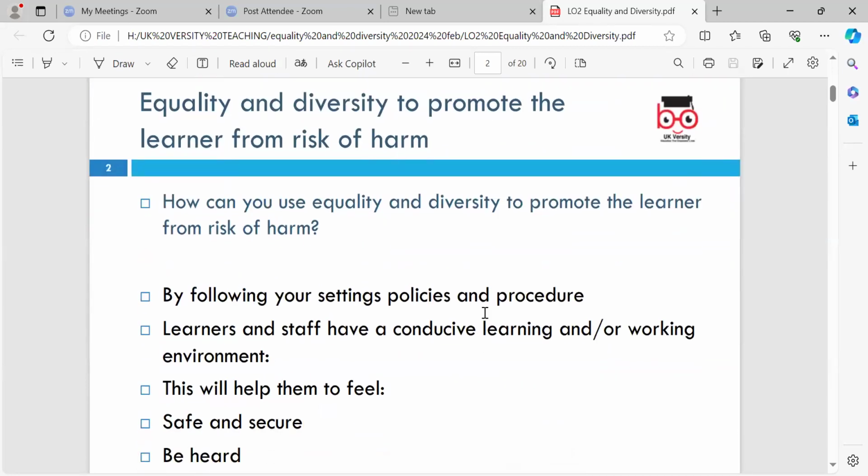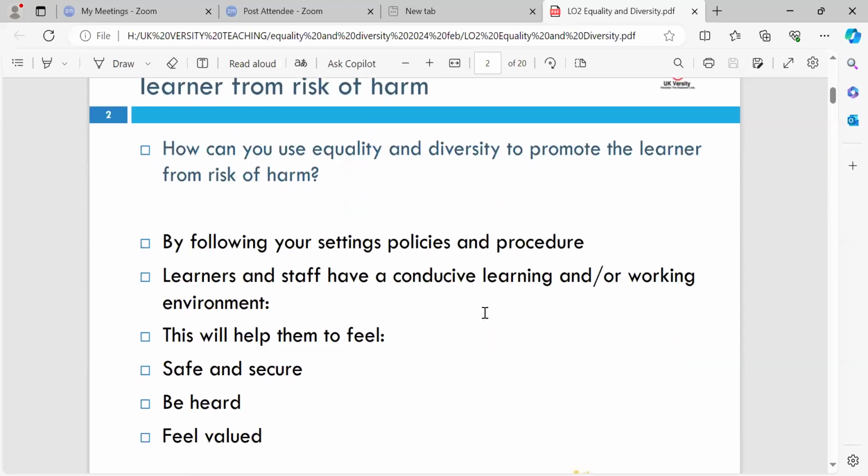No, it's difficult. So today we're going to look at learning outcome 2, which is the equality and value of diversity in lifelong learning. When we look at diversity, it says here to promote the learner from risk of harm. So how can you use equality and diversity to protect the learner from risk? You follow policies and procedures. You try to make everyone happy, but it's not always the same, is it?